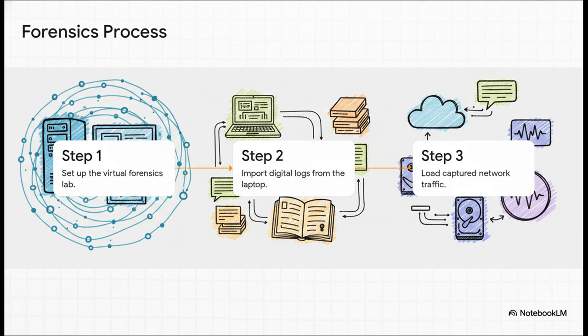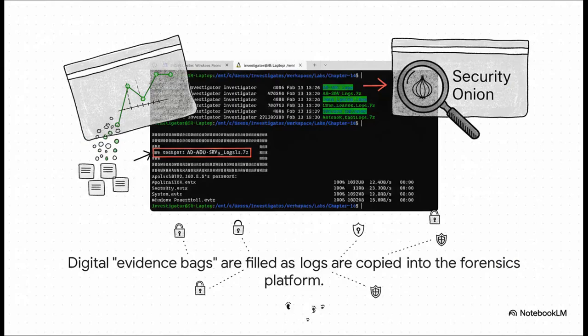First up are the system logs from the CEO's laptop. This is basically a detailed diary of every single thing that computer did. And second, you load the captured network traffic, which is a literal recording of every conversation the laptop had over the internet. And you can see that happening right here. The investigator is copying all that evidence, the system logs, into the analysis platform, which is called Security Onion. This is the digital version of carefully bagging up evidence at a crime scene. You have to preserve its integrity for the investigation.